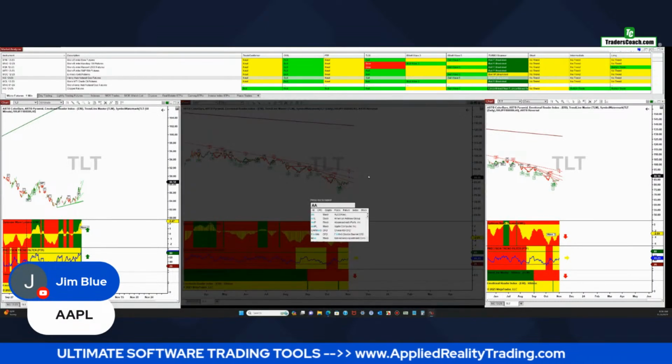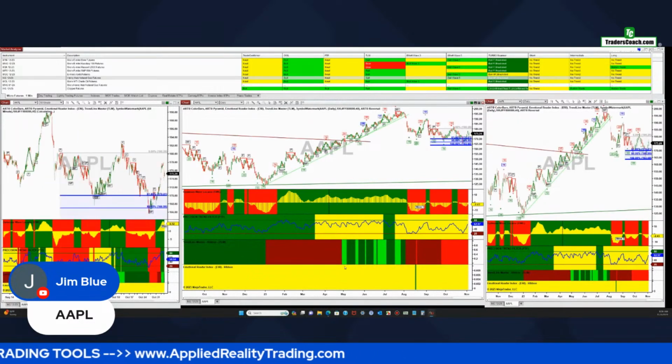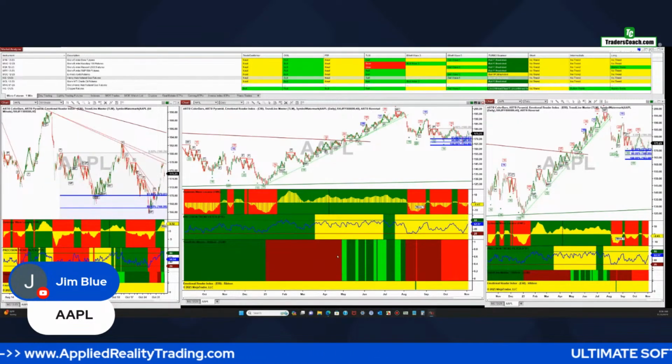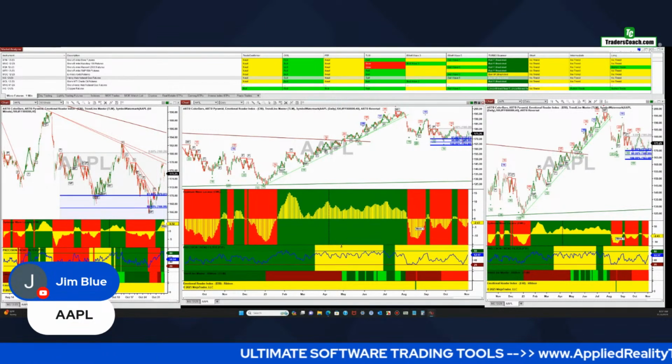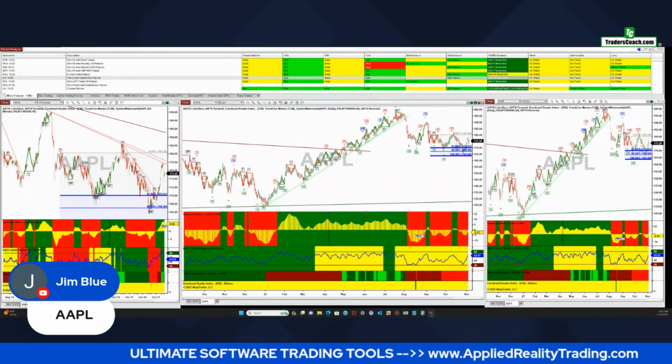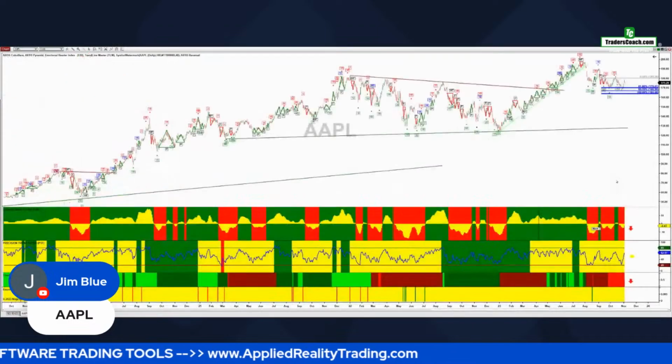So let's take a look at Apple here. So Apple came up, came down, and now we're kind of seeing some bullishness possibly coming back into it. And let's see. All right, so let's open up that weekly chart.